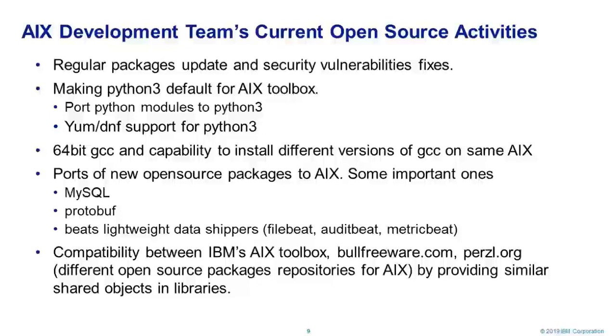One of the other things that we are working on is making GCC 64-bit. In some cases we have seen that GCC on AIX is 32-bit, but when there is huge data or when the package is very big, sometimes it runs out of memory. So that's why we are making 64-bit GCC available. We will be shipping both 32-bit GCC and 64-bit GCC in our package and the default will be 32, but if someone wants to use 64-bit GCC, they can still use it, as it will be part of the package. So we are working on that.